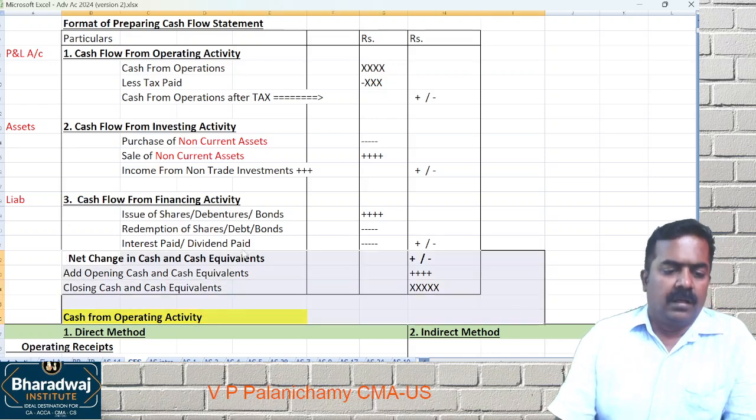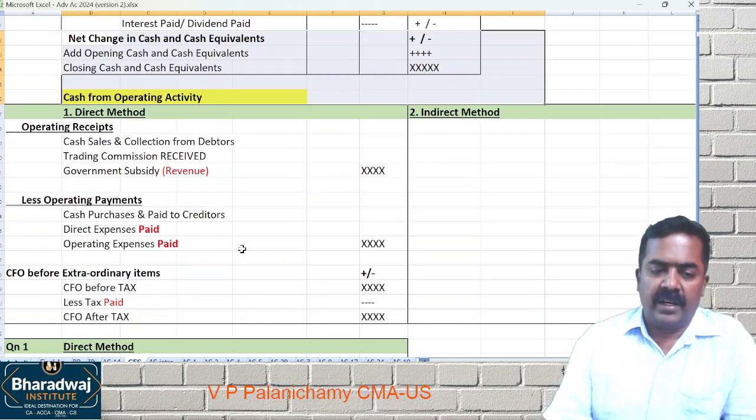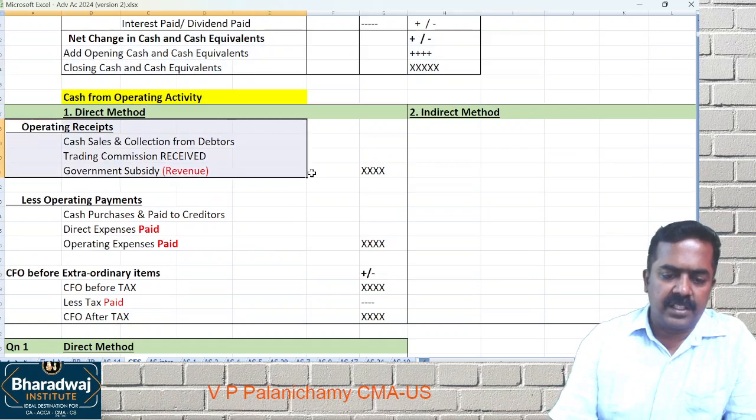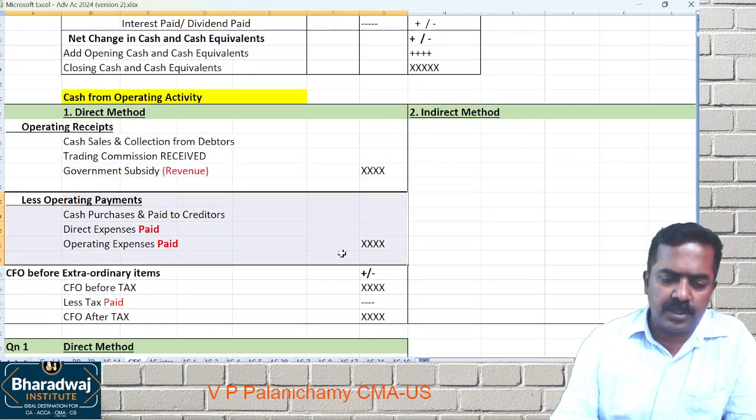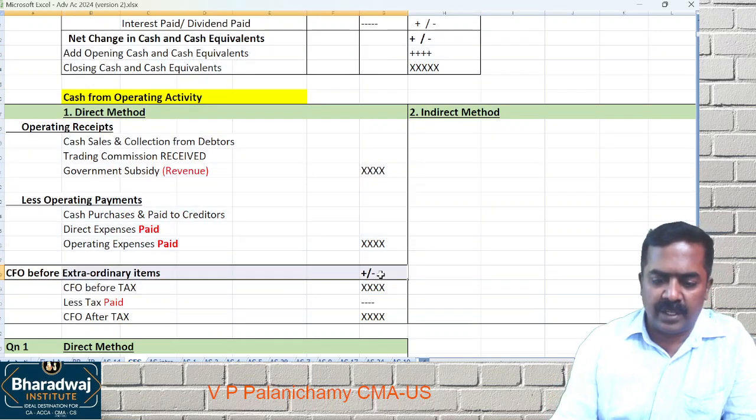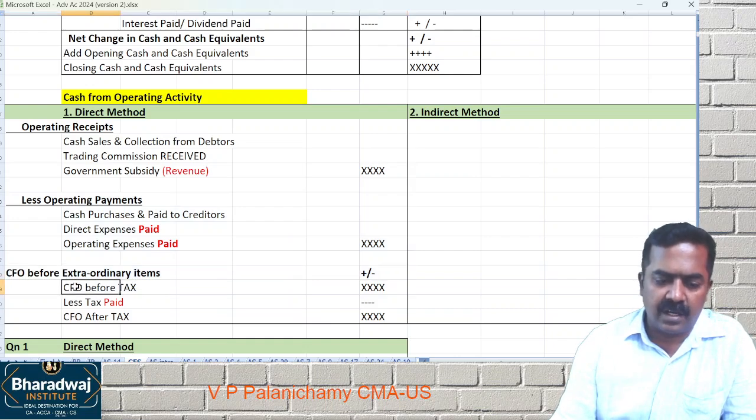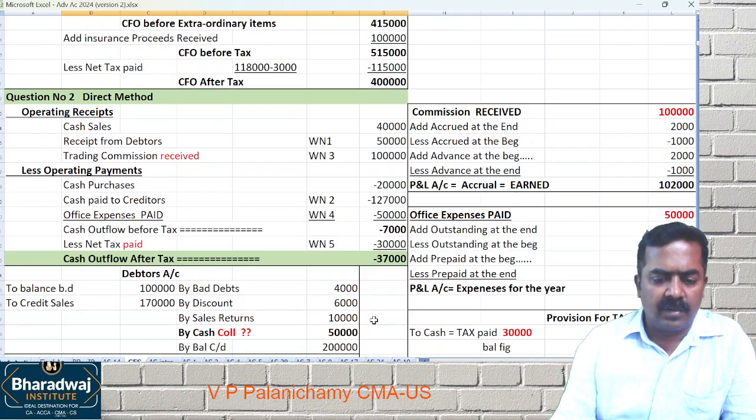Then there are two methods of calculating cash from operating activity. Take receipts minus what? Payments. You will get which one? CFO before extraordinary item. Adjust for extraordinary item, then adjust for tax paid. You will get which one? CFO after tax.